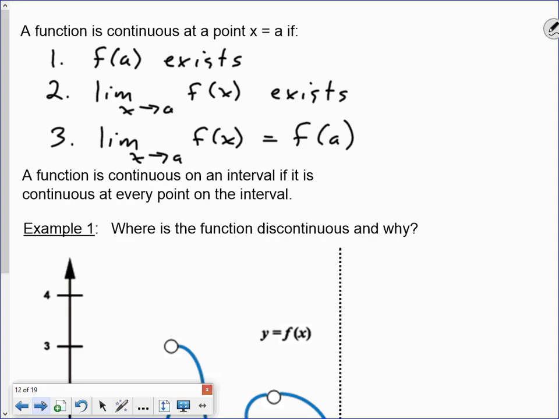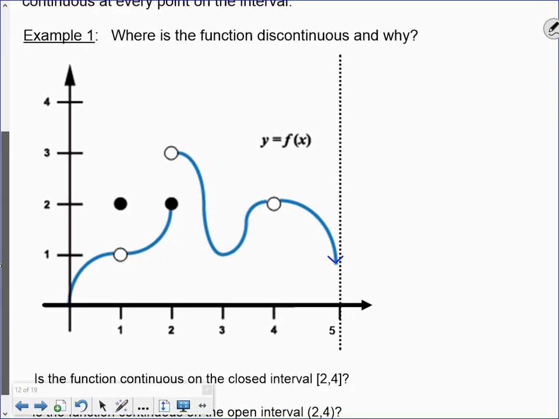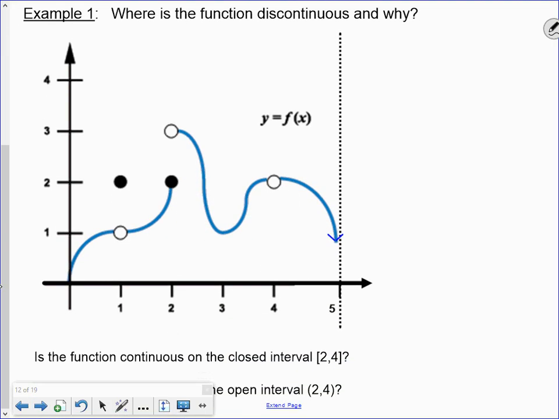So let's just look at a couple more examples here graphically. Here we've seen this graph before when we were talking about whether limits existed or not. Where is this function discontinuous, and why is it discontinuous at that point? Well, obviously there's a number of points here where this function is discontinuous. The first one is here at x equals 1.